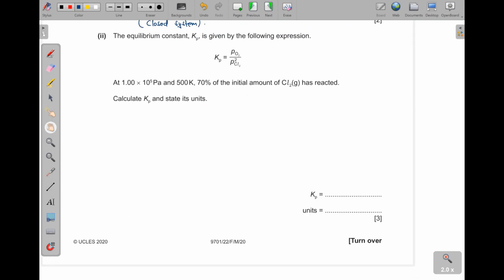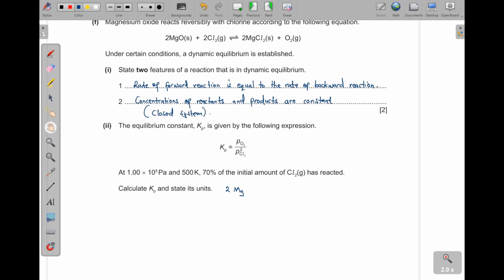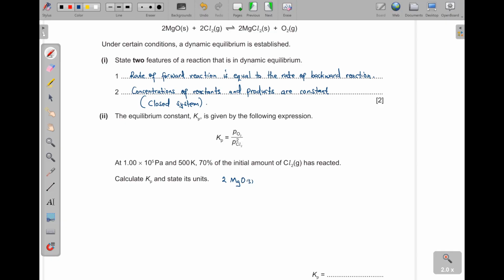Okay. Then Roman 2, the equilibrium constant Kp is given by the following expression here. At 1 times 10 to the power 5 pascals and 500 K, 70% of the initial amount of chlorine has reacted. Calculate Kp and state its units. Now, this is how I'm going to attempt this one. First of all, we have this equation. So magnesium oxide here, which is a solid, plus 2 molecules of chlorine, and then here we are getting 2 moles of magnesium chloride, and then oxygen.